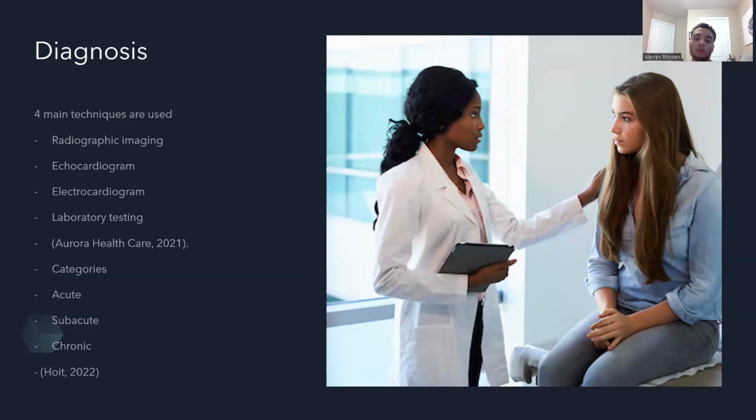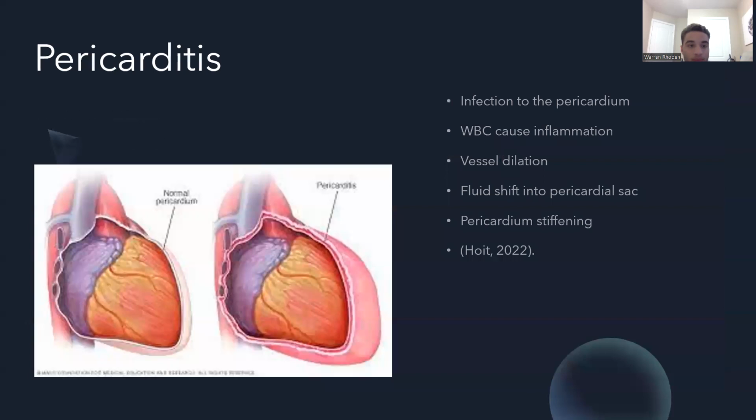Then the categories I wanted to get into: acute, subacute, and chronic. The big one we're going to focus on in this project is chronic. This is generally when you've had pericarditis, or it's recurring, for more than around 6 months. Subacute is a couple of weeks up to that 6-month point, and acute is a rapid, short-term pericarditis. Even people in our class have had the acute, but the chronic is where there are some more life threats involved.